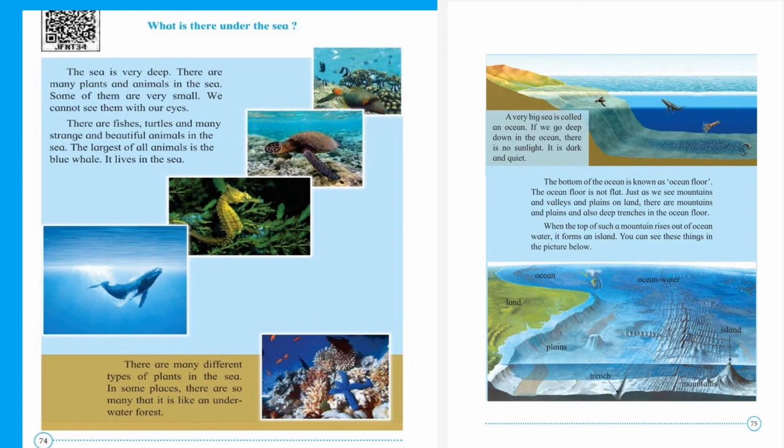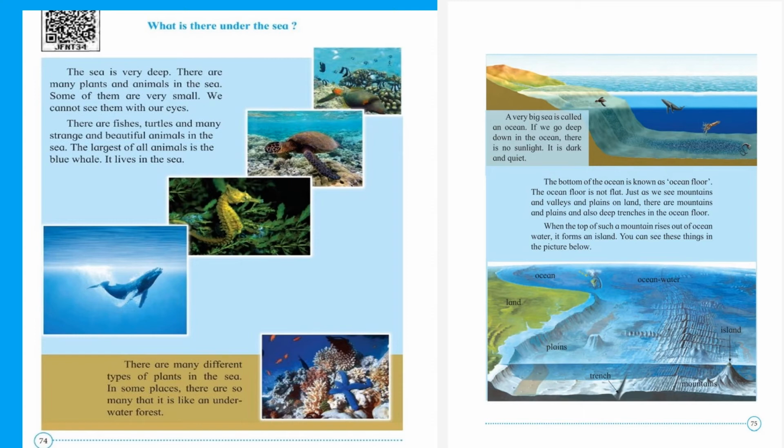You can see these things in the picture below. Now you can see the clear picture of how an ocean floor looks like. Do you think it is flat? No. Just as on the earth, we have valleys and plateaus and mountains. It's the same in the case of the ocean floor. The ocean floor is not flat, it is not plain. There are mountains, you can see it in the picture.